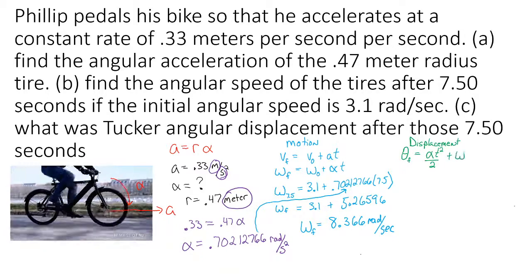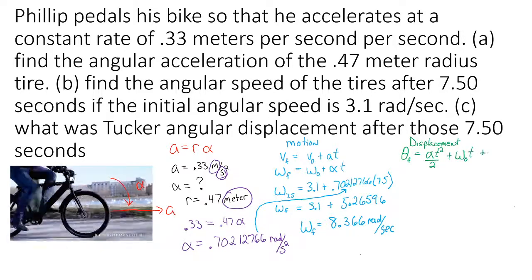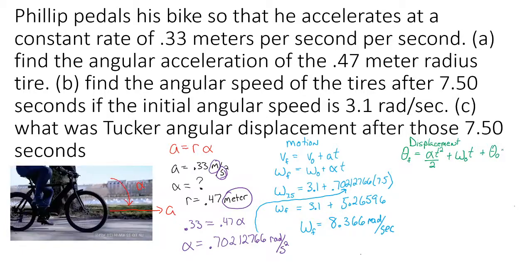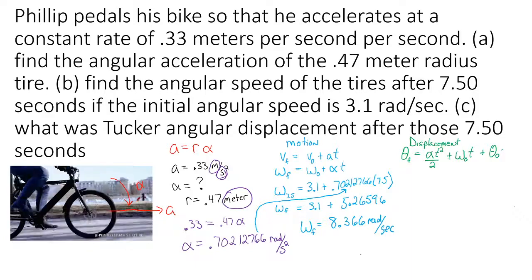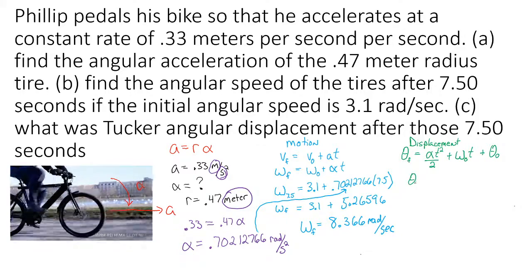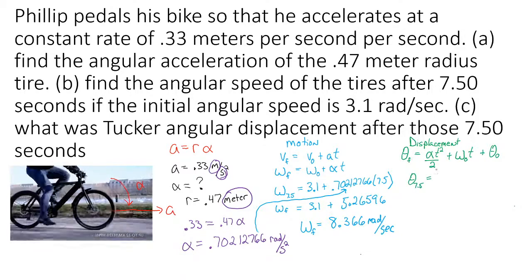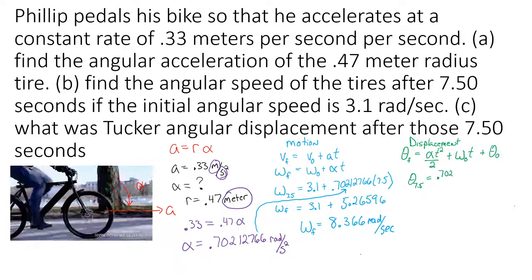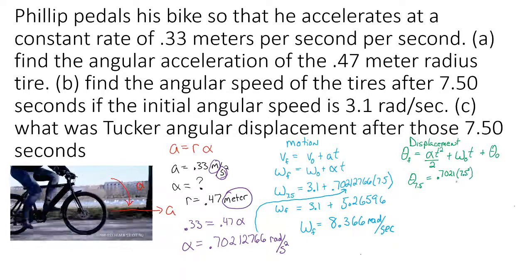Plus angular velocity initial times the time plus the original angle of the bike. It doesn't give an original angle of the bike, so we're just going to zero that out. And so for the rest of the problem, we'll just put in what we know for 7.5 seconds. The angular acceleration is 0.7021, rounding that a little bit. Then 7.5 is the amount of time that we have.